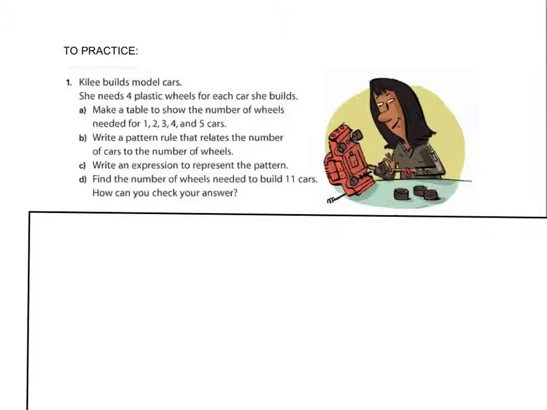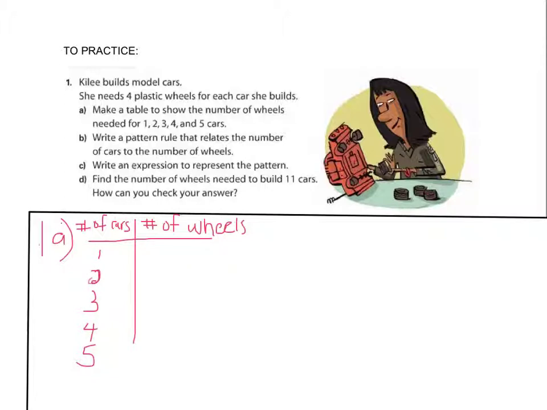All right, so to start with, we're going to 1A, create the table. In an effort to seek to be understood, I'm going to label this very clearly. This is the number of cars. And this is the number of wheels. And we were asked to show this for 1, 2, 3, 4, and 5 cars. One car would need 4 wheels. 2 cars would need 8 wheels. 3 cars would need 4 more, or 12 wheels. 4 cars would need 4 more, 16 wheels. And 5 cars would need 4 more, 20 wheels.